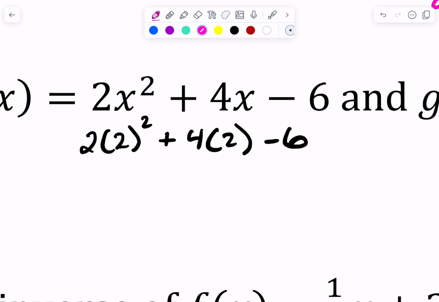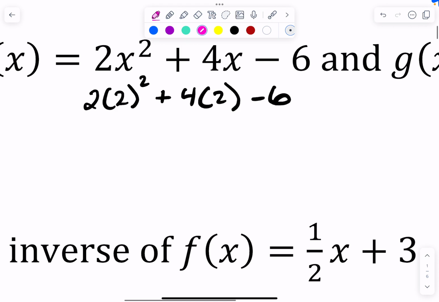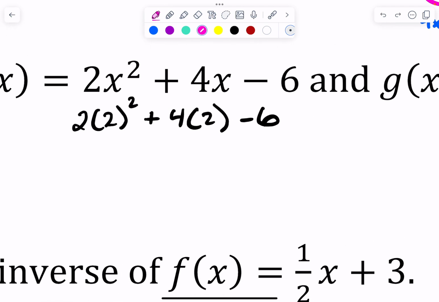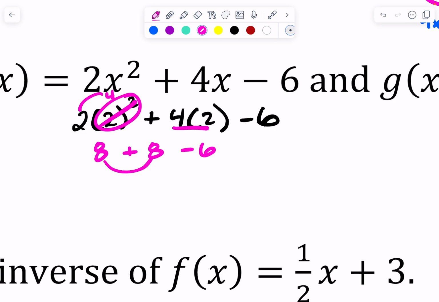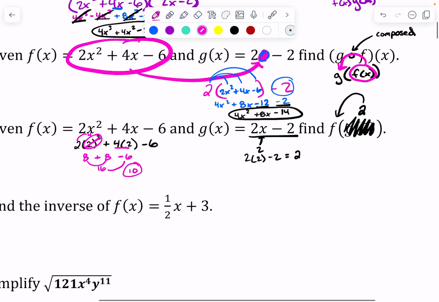Here's what you need to do. I've seen people do this before. Make sure that when you're doing this part, you square the 2 first. You don't take 2 times 2 and then square that. No, no. Exponents come before multiplication. So I'm going to take 2 and square it, which is 4. And 4 times 2 is 8. Plus 4 times 2 is another 8, and then minus the 6. 8 plus 8 is 16, minus 6 is 10. So 10 is the final answer, not 2. 2 just got me to the final answer, but 10 is the final answer.